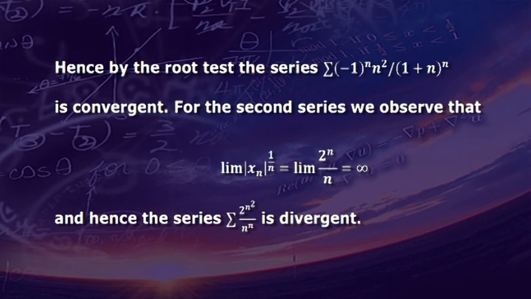For the second series, we observe that the limit of nth root of mod x_n is the same as the limit of 2^n divided by n, which is equal to infinity, and hence the series sigma 2^(n^2) divided by n^n is divergent.